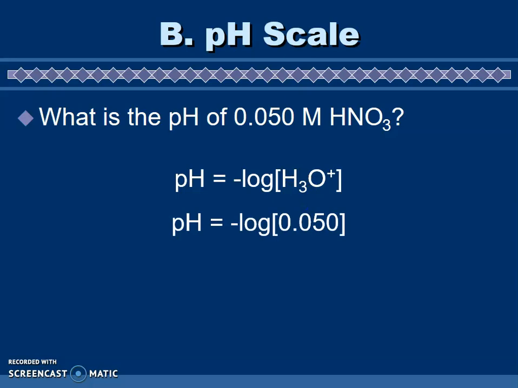To get this, we do the negative log of our concentration. At this point, we've got our number plugged in. Now all we have to do is type this into our calculator. You will just type in negative, press the log button, and then type 0.05. You will get 1.3 once you round. Notice in this problem we have 2 sig figs, so my answer has 2 sig figs. So our pH is 1.3.